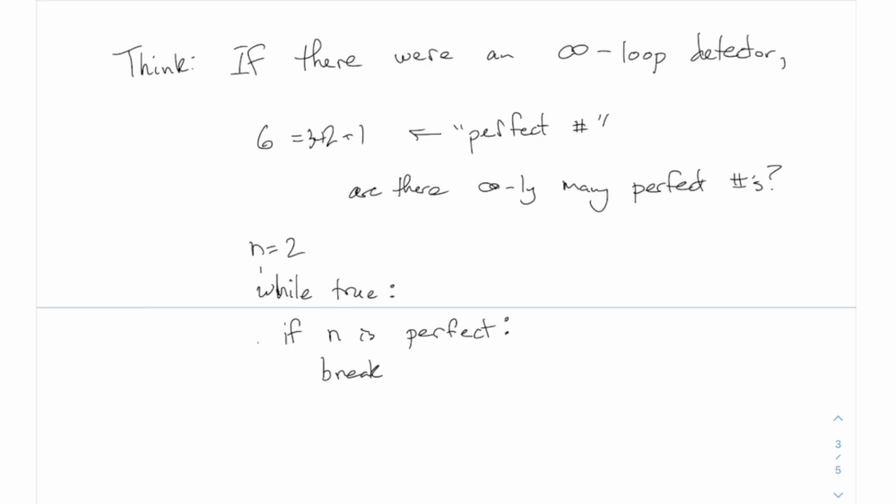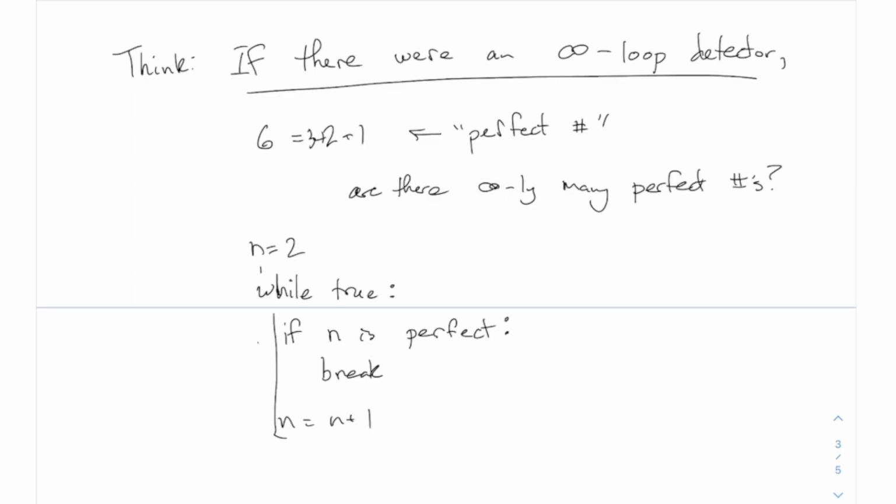It's not necessarily an infinite loop because of that break inside, right? And then I say n equals n plus 1, and then this is my whole loop, all right? Now, this is the stupidest way ever to try to tell if there are infinitely many perfect numbers. All it does is check every number forever, which is not going to work because of the F word, forever, right? But if there were an infinite loop detector, you could use it on this code, and immediately you will have solved the problem: if there are infinitely many perfect numbers or not, right?